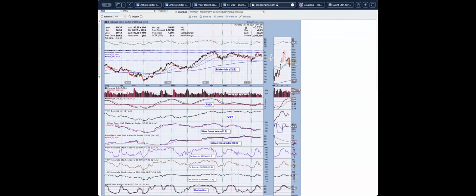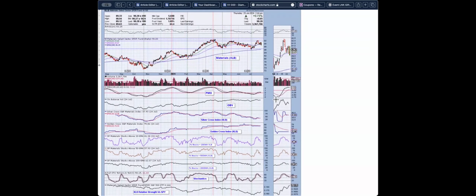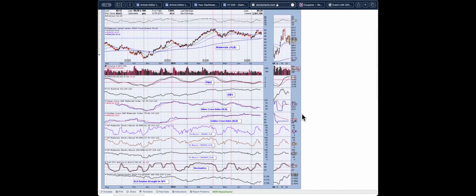Materials are really struggling here. The Silver Cross Index is at only 38%, and currently it is reading below its signal line. So there is a bearish bias in the intermediate term. You saw that on the table that we looked at earlier. And we're losing participation still.